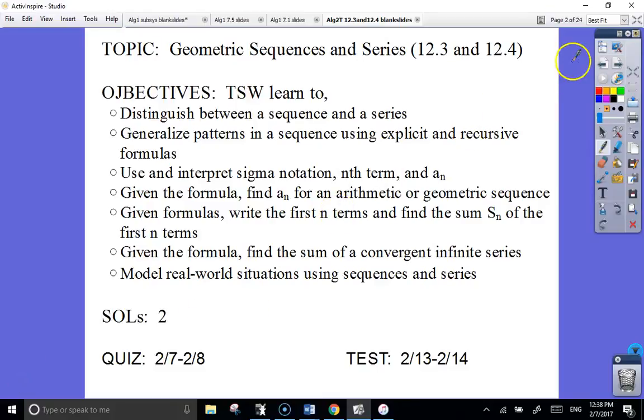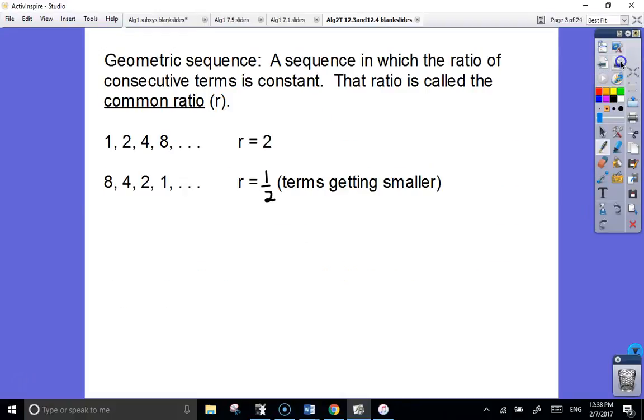Okay, so this is going to be geometric. For arithmetic, we did already, right? The difference of consecutive terms is constant. That's arithmetic. For geometric, it's the ratio of consecutive terms that is constant. Right? So again, consecutive means one following another.